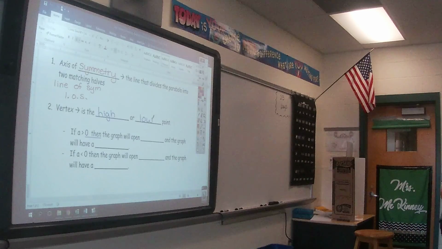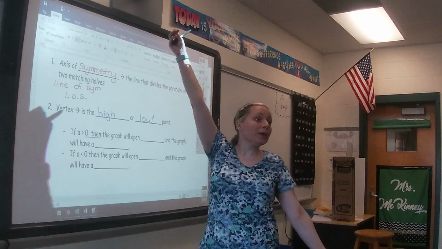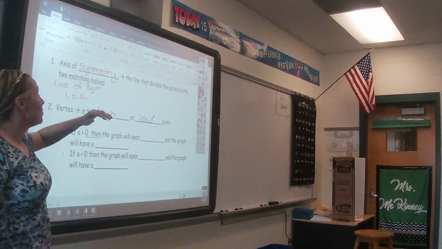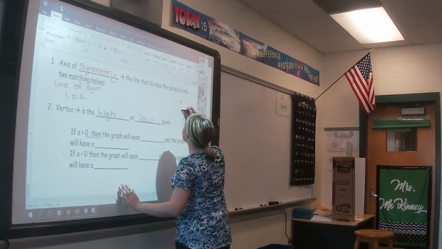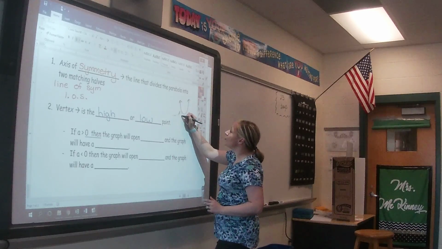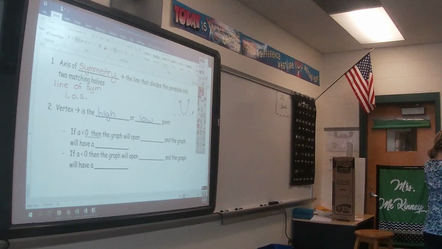We have spent so much time this year talking about lines, and lines continue in both directions. Parabolas don't do that. If we have this U-shaped graph, there's a point where the graph doesn't exist anymore underneath it or above it. Okay, and that's called our vertex.